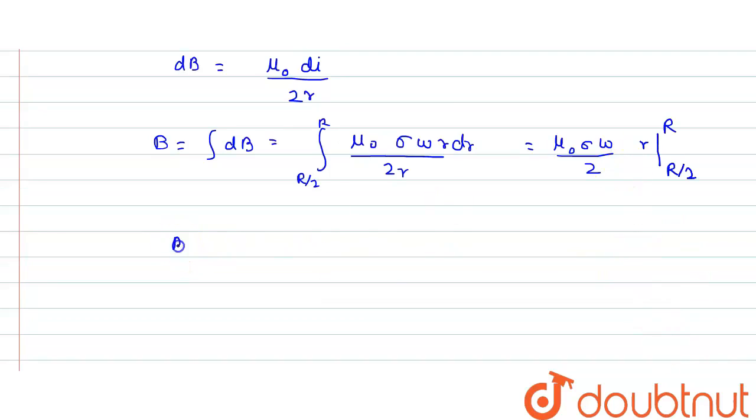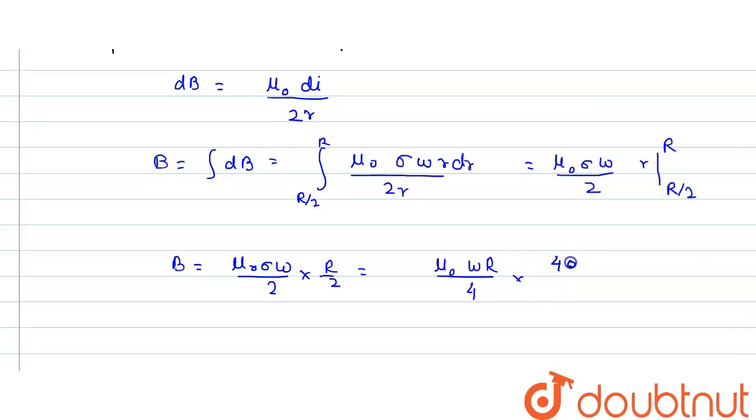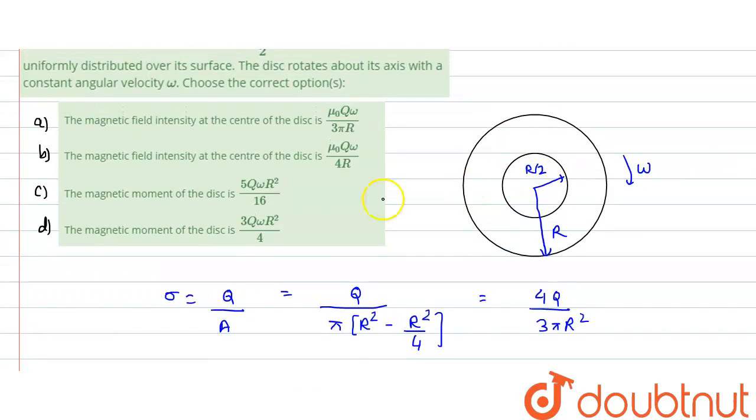So if we solve this, then our magnetic field intensity would turn out to be mu naught sigma omega divided by 2 into R by 2, or we can say that it would be equal to mu naught omega R divided by 4 into the value of sigma. Sigma value we have calculated to be 4q divided by 3 pi R square. So it would turn out to be mu naught omega q divided by 3 pi R. This is the value of the magnetic field. So if we check our options, which option would be the correct? A option is the correct, B is incorrect.